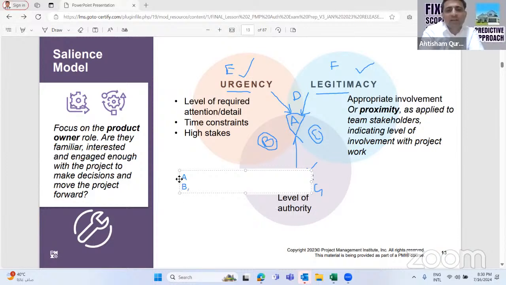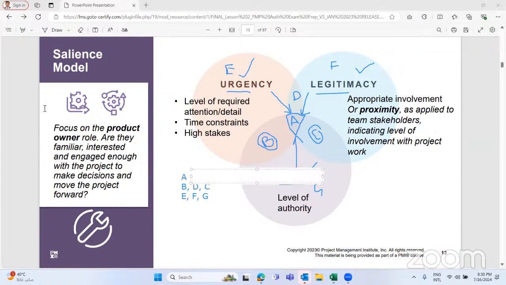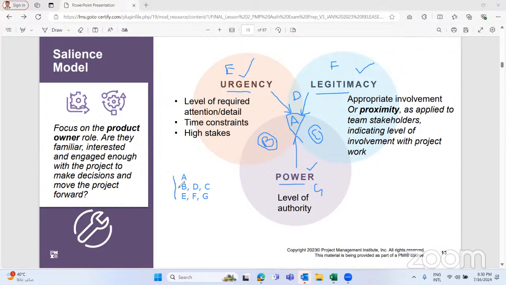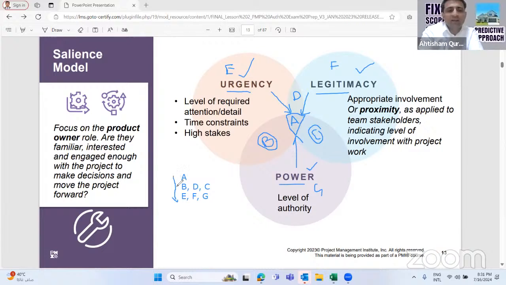Right. Second would be B, D, and C. Make sense? And then it doesn't matter. E, F, and G, right? So if your scale of attention, we need to say is this, then we need to spend more time. So more attention should be with this guy, A, and then B, and then C, right?